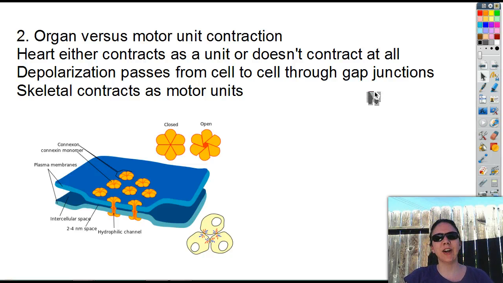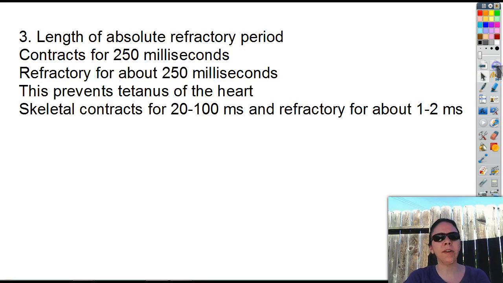So the skeletal muscle has to contract as motor units, which means all, some, parts, whereas the heart is all or none. Okay, third thing, the length of the absolute refractory period.